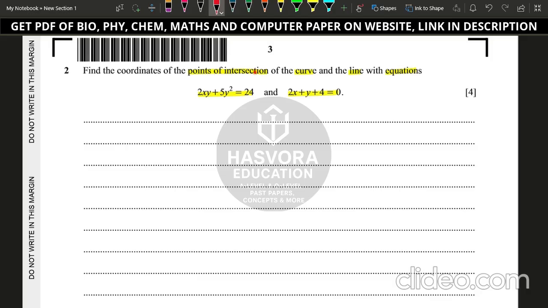So first of all, let's rearrange one of the equations. I'm going to rearrange the linear one, the line equation, so that I can just substitute it. So this is going to become x equals, so 4 is going to be shifted to that side, so it is going to become minus y minus 4, and because this was 2x, this will be divided by 2. Okay, so I'm going to substitute this into the first equation of the curve. So this is going to become 2, and then instead of the x, it is going to become minus y minus 4 divided by 2, and then into y plus 5y square equals 24.